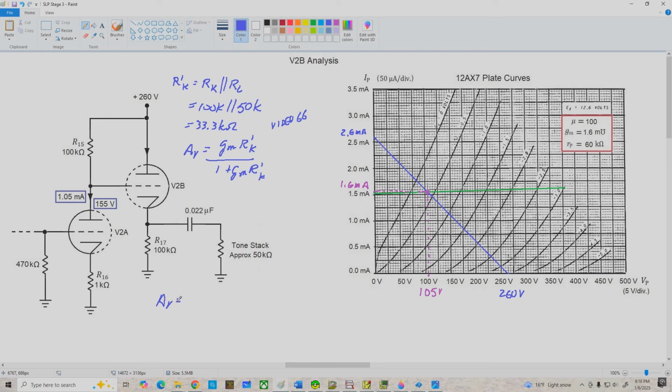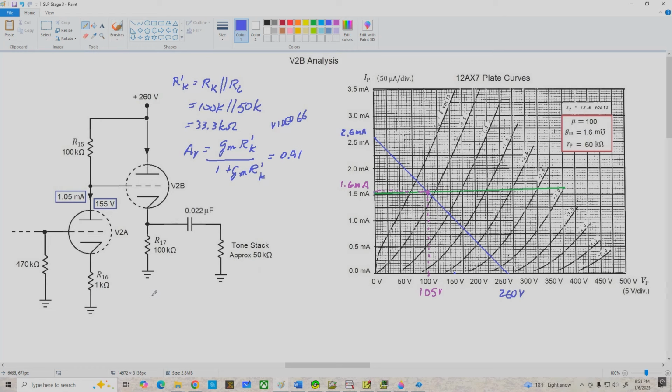We've got AV equals GM 1.6 millimhos times R prime K 33.3 K divided by 1 plus 1.6 millimhos times 33.3 K, and that gives us about 53.3 divided by 54.3, which is a voltage gain of about 0.91. So it is pretty close to 1, and we could just approximate it as 1, but there you go. All right, I took the last nanosecond to erase the space down here, and let's write in our gain here, 0.91. And now we'll work on our AC load line limits.